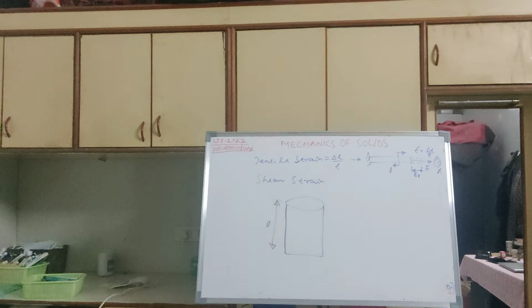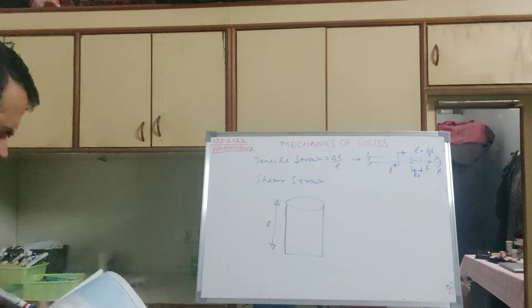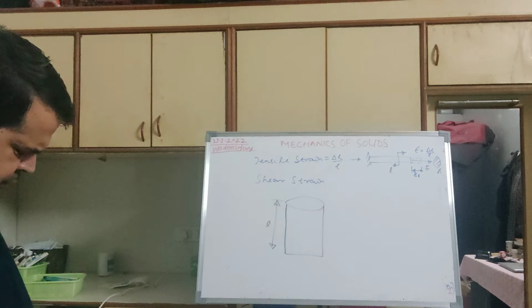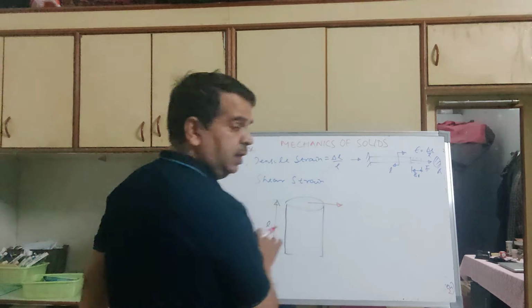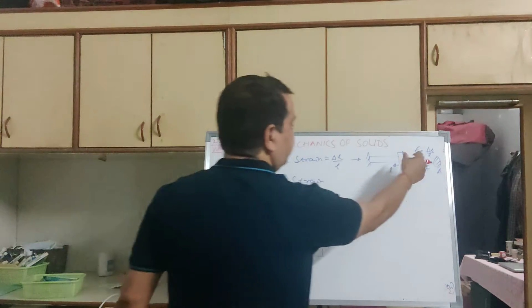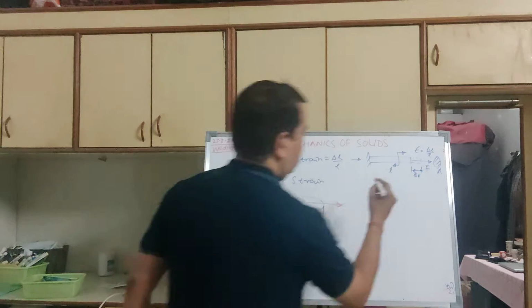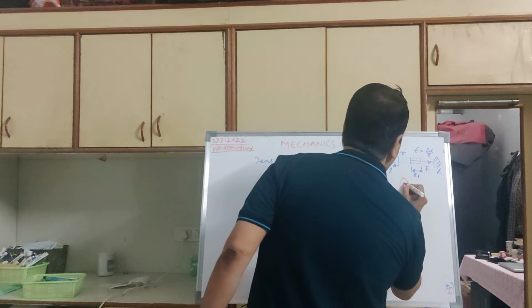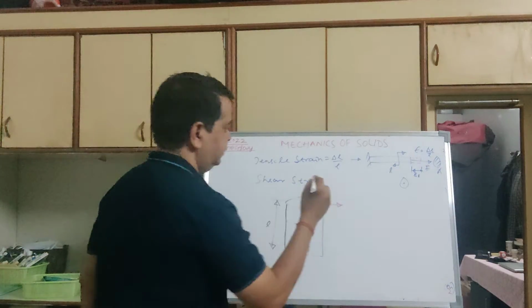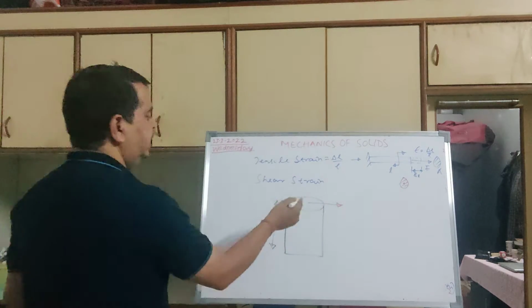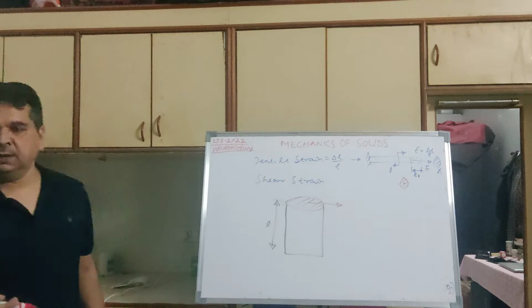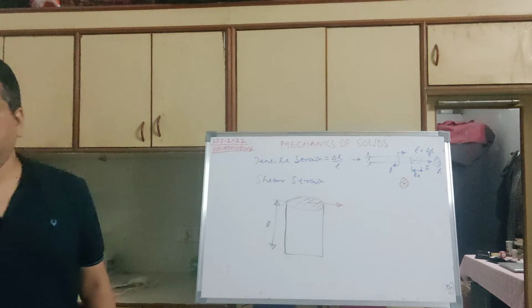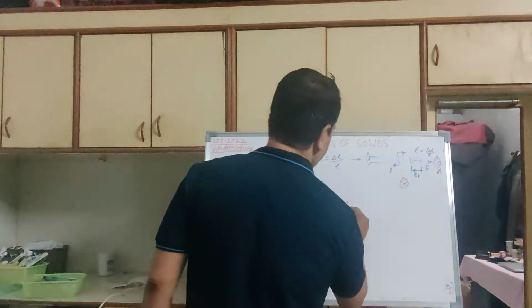Now you apply some force parallel to the cross section. See, here you are applying the load perpendicular to the area of cross section. Clear? Like, see, this is my area, and I am applying the load perpendicular to it. But here, your area of cross section is this one, and you are applying a force parallel to it.